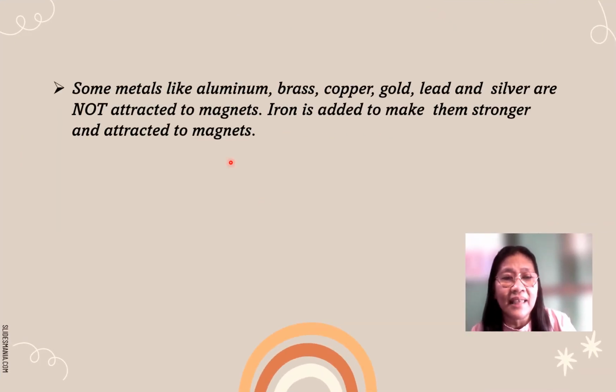Some metals like aluminum, brass, copper, gold, lead, and silver are not attracted to magnets. Iron is added to make them stronger and attracted to magnets. So, meaning, these materials mentioned are not attracted to magnets. But if they are added with iron, then magnets now can attract them.